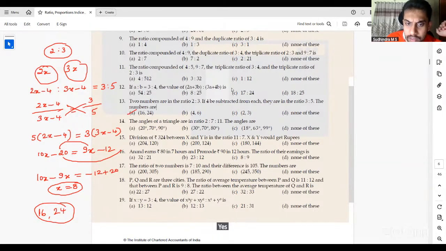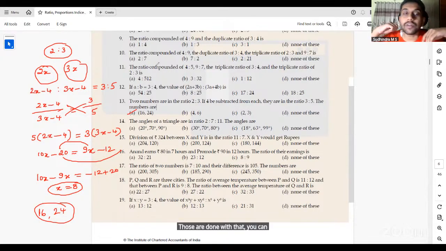Those who are writing it complete, those who are done with that, you can solve question number 14, the next one.